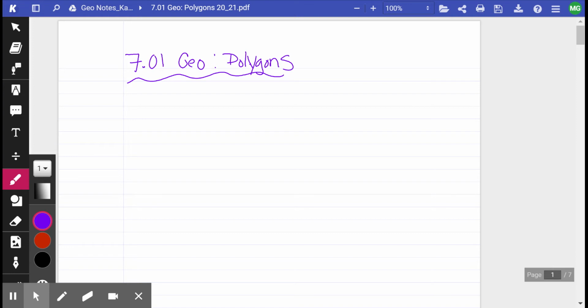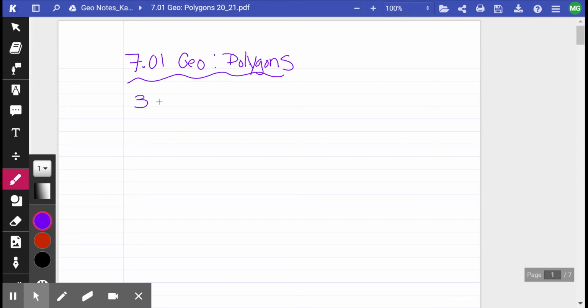We are on 7.01. We're going to start a new unit on polygons today. So this is a little bit of an intro: basic shapes, basic polygons, the names, and then also about their angles. So first, let's just go over the names of some polygons.